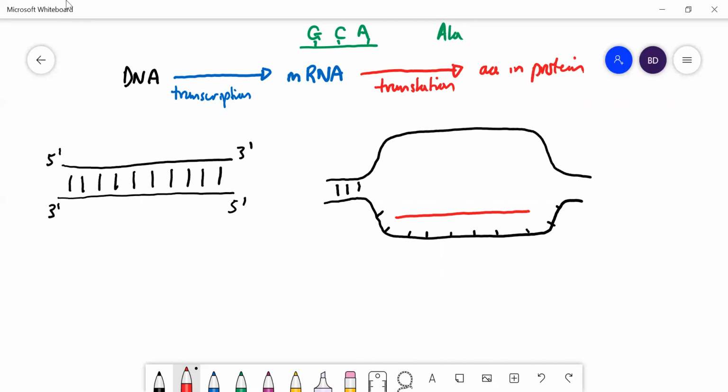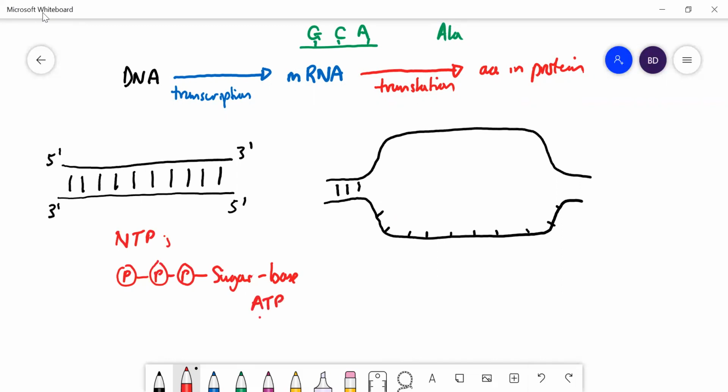But before that can happen, we need the monomers. And the monomers that are used are the nucleotide triphosphates called NTPs. So for example, you're going to have 3 phosphate groups, and then a sugar, and then the base, whether that is A, G, or C. So you can have ATP, guanosine triphosphate, cytosine triphosphate. It's not thymidine, it's uracil in RNA. You don't have T in RNA, so it's going to be UTP.